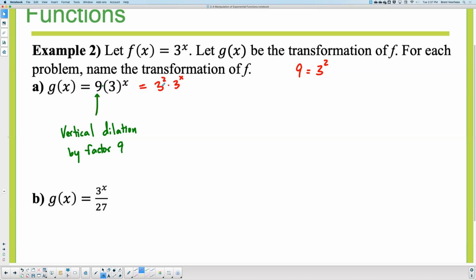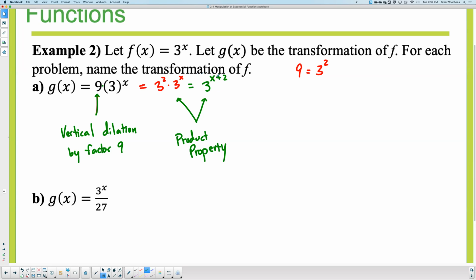What property could we use if we have the same base multiplying? Product property. According to the product property, this is the same thing as 3 with 2 plus x. Actually, I want to write the x first. It'll make more sense if we do the x first. x plus 2. That's the same thing. That right there is the product property. That's what I did there. The product property is how I got from one to the other.